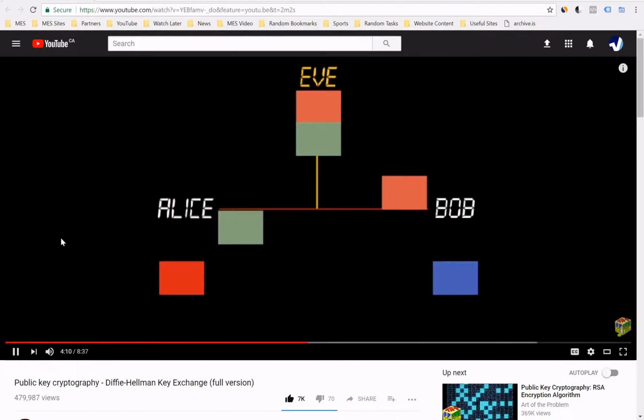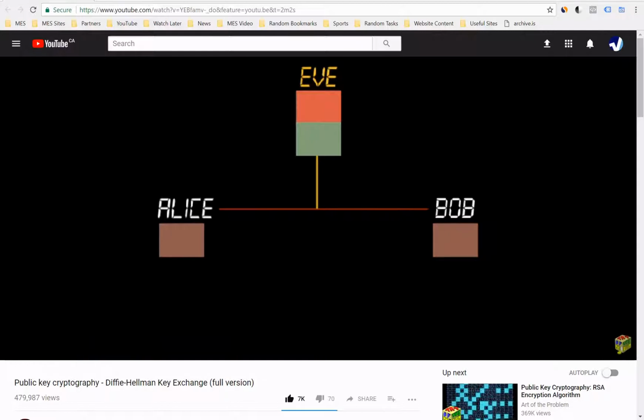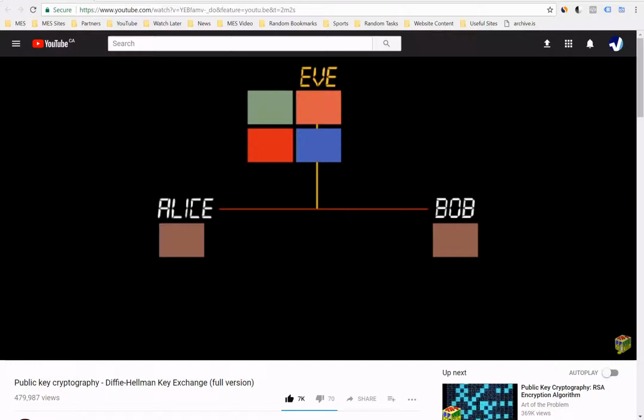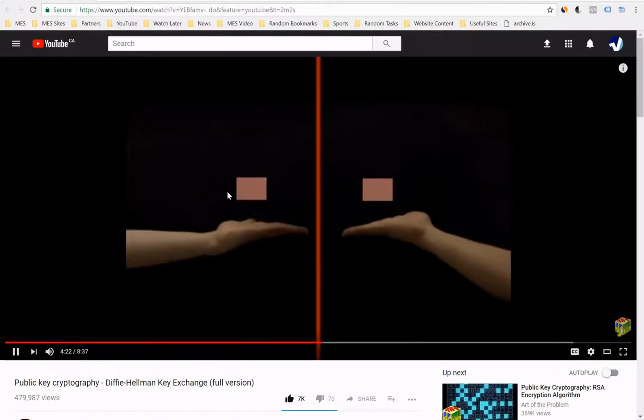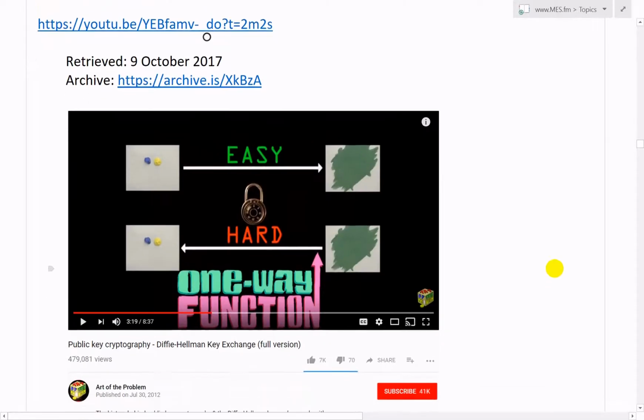Notice how Eve is unable to determine this exact color since she needs one of their private colors to do so. And that is the trick. Now, to do this with numbers... But yeah, you can see, absolutely amazing, especially the illustration just using paint.